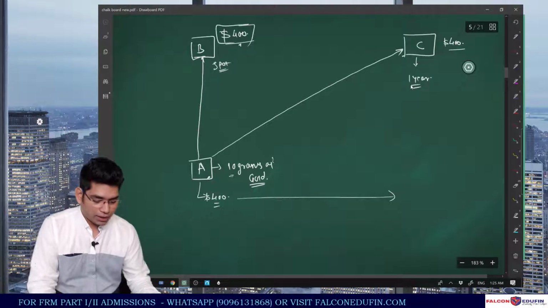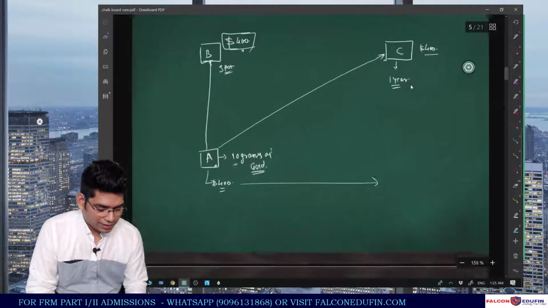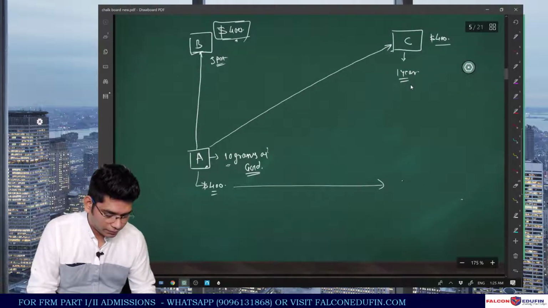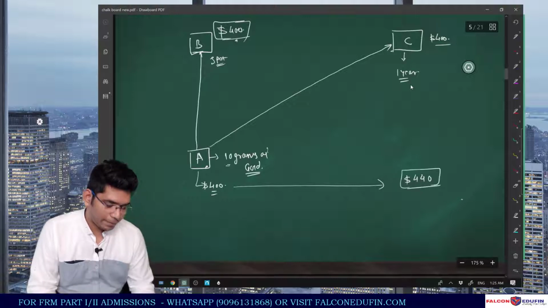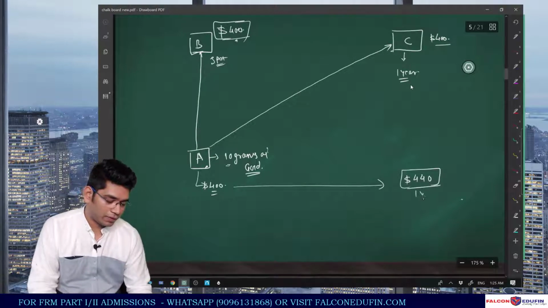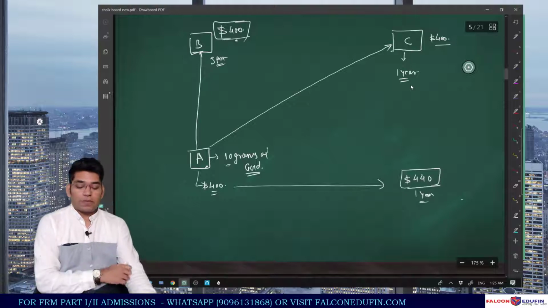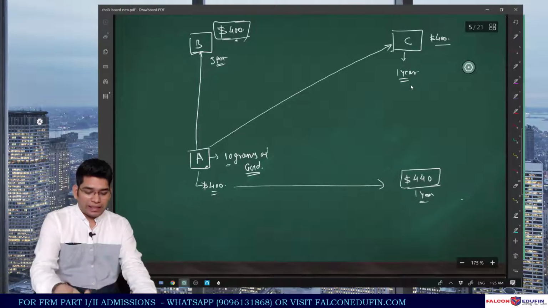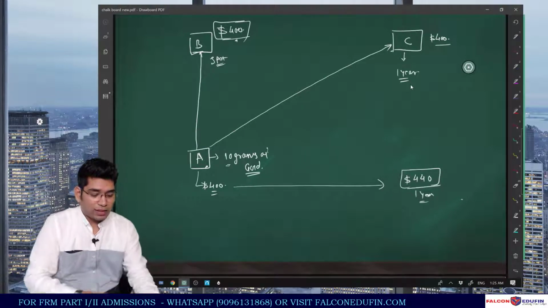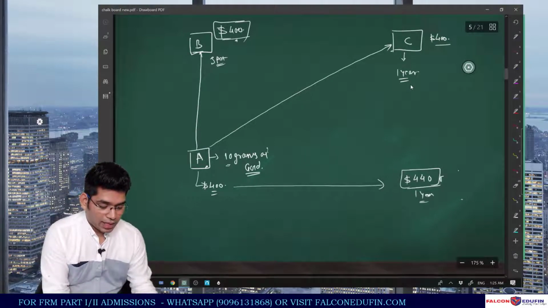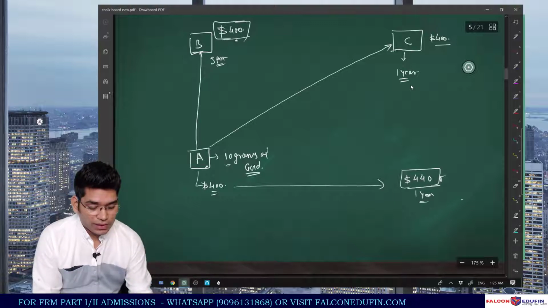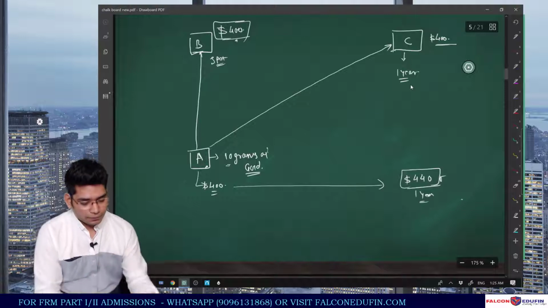So he can earn the risk-free rate, and say 10% is the interest rate here for simplicity. So at the end of 1 year, Mr. A will have $440 in the bank. Obviously selling this gold to B is always beneficial. The reason is that at the end of 1 year he has 440, but the offer from C was $400 only.